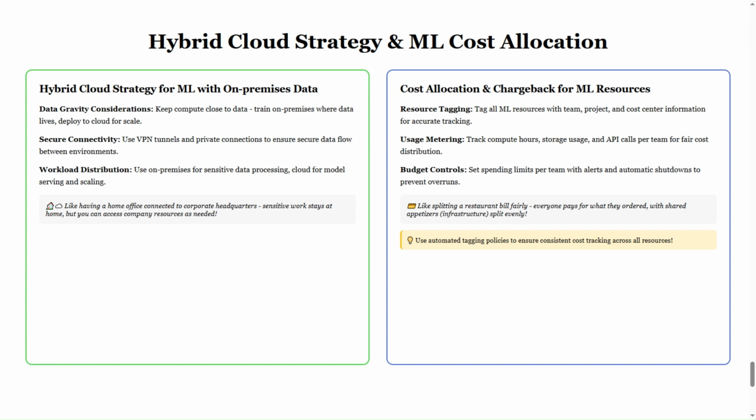Like splitting a restaurant bill fairly, everyone pays for what they ordered, with shared appetizers split evenly. Now, let's look at the tip section. Use automated tagging policies to ensure consistent cost tracking across all resources.